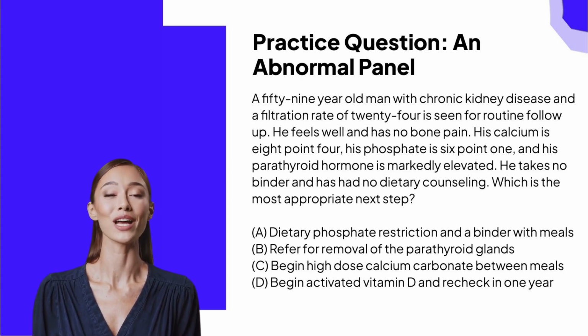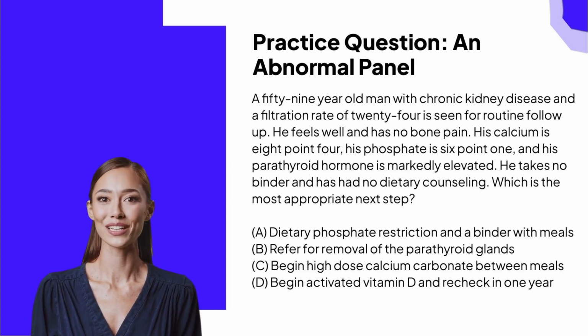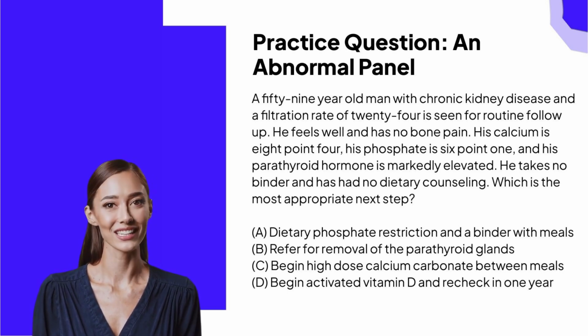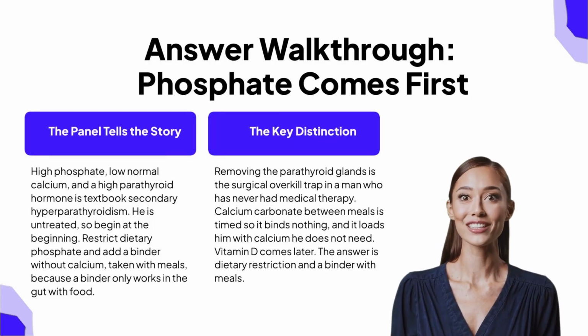B. Referral for parathyroidectomy. C. High-dose oral calcium carbonate between meals. D. Activated vitamin D, recheck in 1 year. Notice 2 choices, push calcium and vitamin D, and the stem never said calcium was low enough to need either. Make your choice. The panel is textbook secondary hyperparathyroidism from CKD.